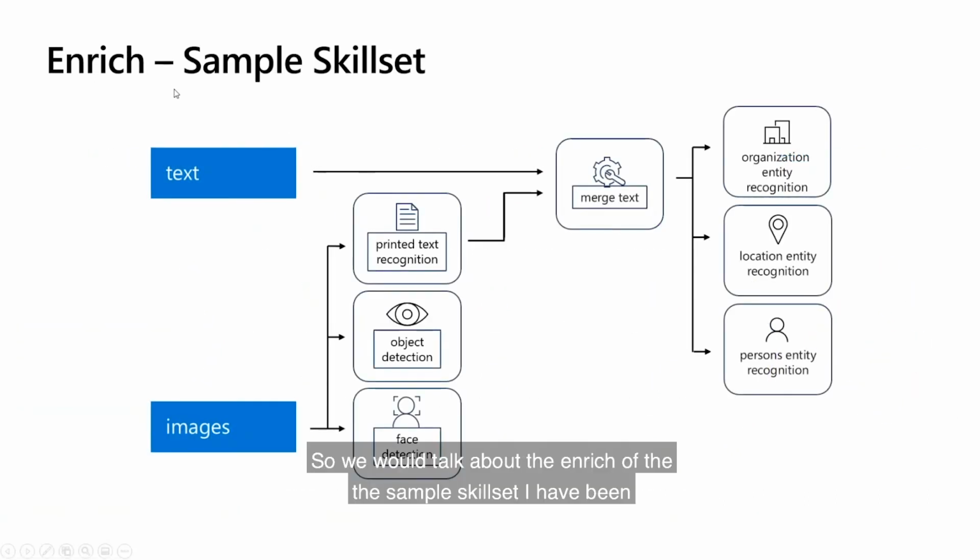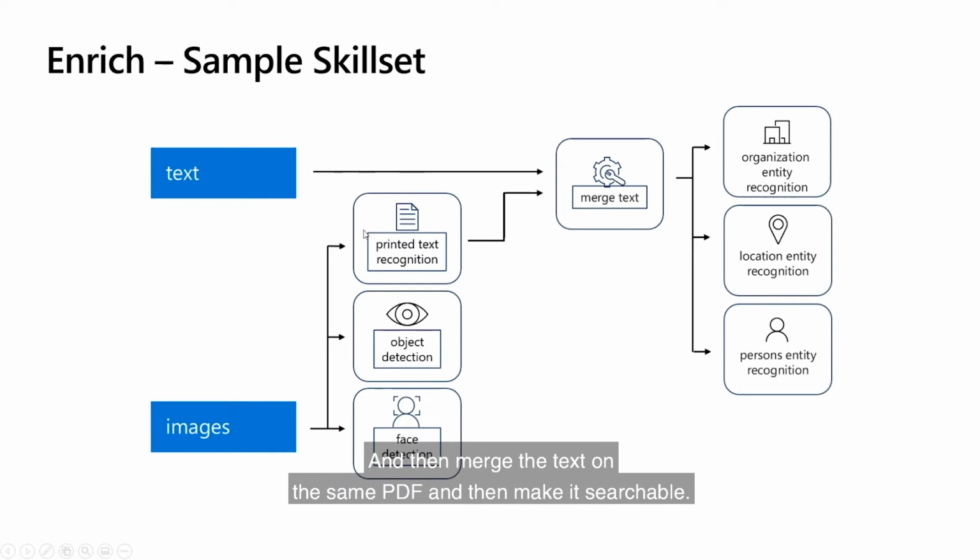So we will talk about enriching with the sample skill set, or what I have been referring to as the default skill set. For example, you can merge the text. Before that, you want to extract the image definition, extract the objects from the images, and do facial detection. Once done, you do plain text recognition, and then merge the text on the same PDF and make it searchable.